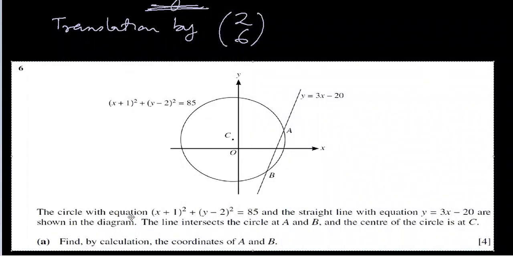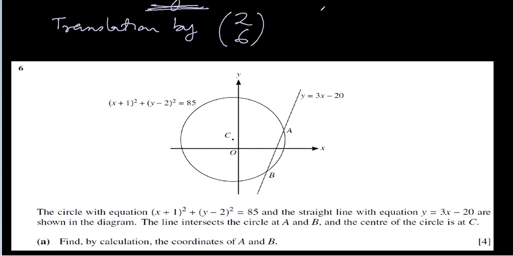The circle with the equation given here and the straight line with the equation given here are shown in the diagram. The line intersects the circle at A and B. Okay. The center of the circle is C. Alright, this is not connected with anything. Find by calculations the coordinates of A and B.